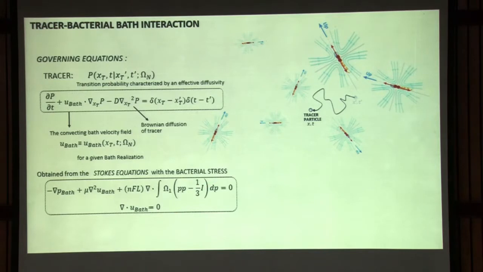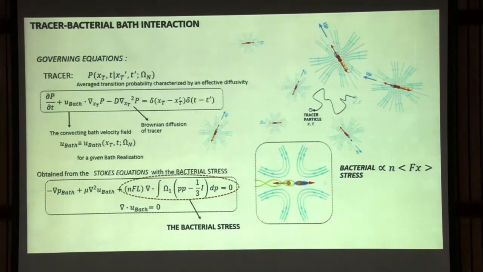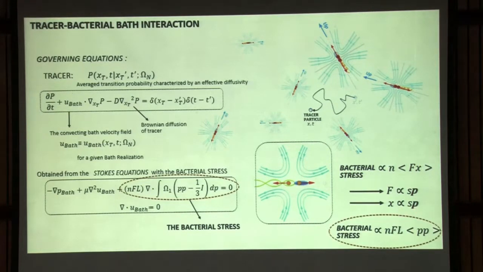So that's the stress, and you can see the form in simple terms. This was the single bacterium which exerted a force along its orientation. The stress is just the first moment of the force. It's really a dipole force density. Now for slender bodies, X is proportional to P, and F, the thrust, is also proportional to P. So I get a PP there, and I have to average that, which is PP averaged over the bath statistics. So that stress drives the U bath, which convects the tracer.